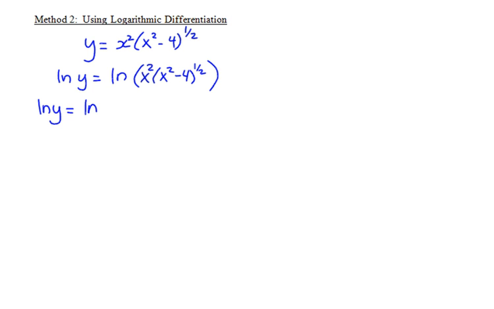Natural log of, so we're going to use which law here? The product law? So it becomes natural log of x squared plus the natural log of x squared minus 4 to the half. Right? The product rule. Could we do another rule? Take the half out. The power law, we can take this guy and move him to the front.